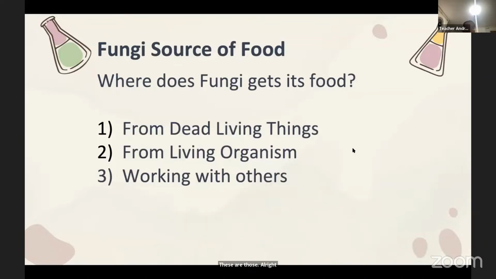All right. So, as mentioned earlier, where do fungi get their food? Since fungi cannot make their own food, there are three channels through which fungi get their food. Number one is from dead living things. Number two is from living organisms. Number three is working with others.